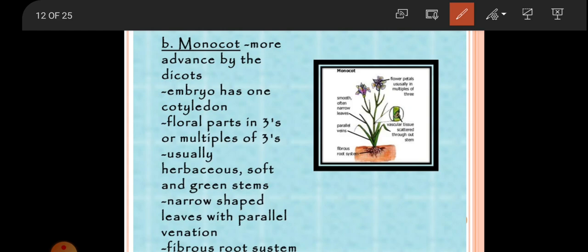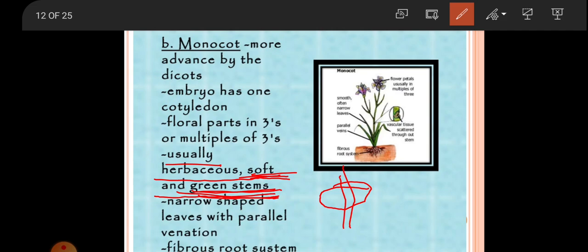Next, usually herbaceous, soft and green stems. Whenever you see a monocot plant, these are herbaceous and soft, meaning these plants are weak plants. In dicots we have seen the stem is hard and woody. But in monocots, the stem is green, meaning soft.